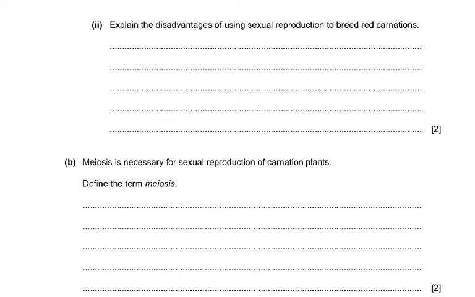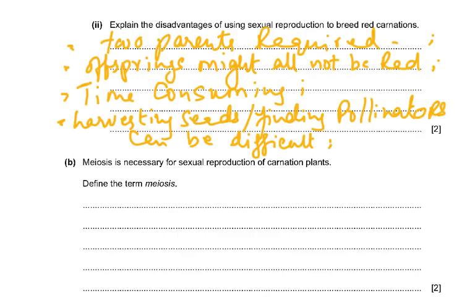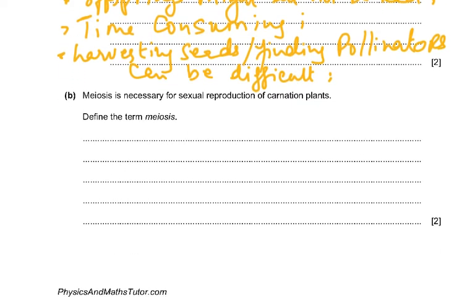So two parents are required. Variation in offspring, they might not all be red. It's very time consuming. Then harvesting the seeds and finding pollinators can be difficult, or it's wasteful in the content of unused pollen. So the disadvantages of using sexual reproduction are that two parents are required, so gametes are required, the variation in offspring might not all be red, it's very time consuming, and harvesting seeds and finding pollinators can be difficult.